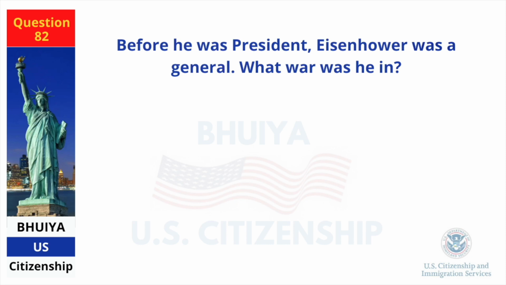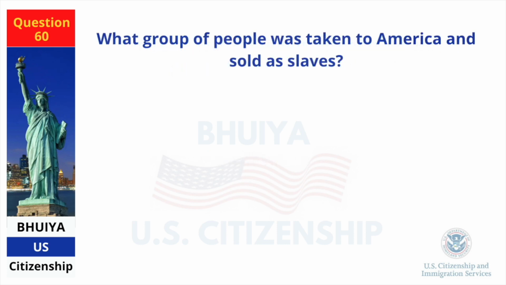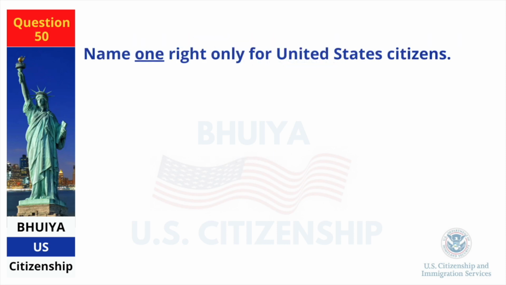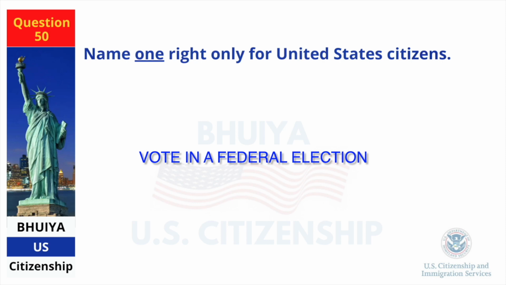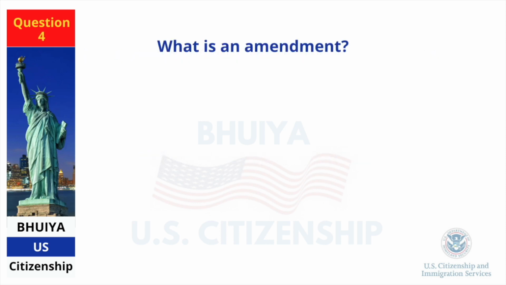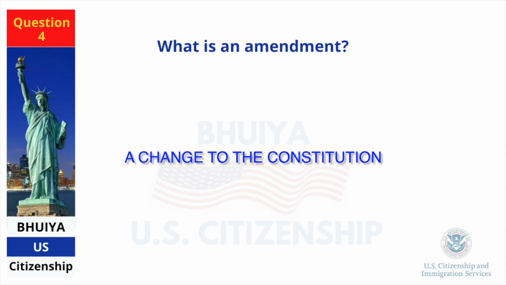Before he was president, Eisenhower was a general. What war was he in? World War II. What group of people was taken to America and sold as slaves? Africans. Name one right only for United States citizens. Vote in a federal election. What is an amendment? A change to the Constitution.